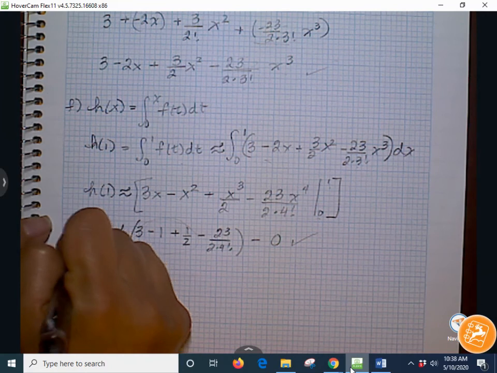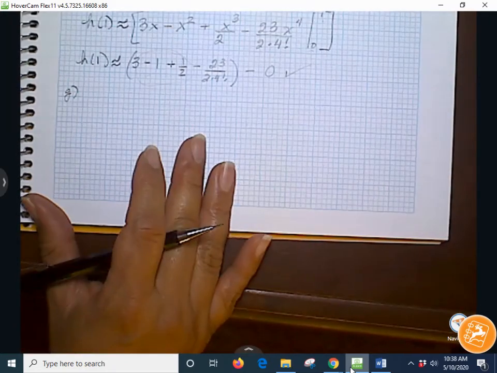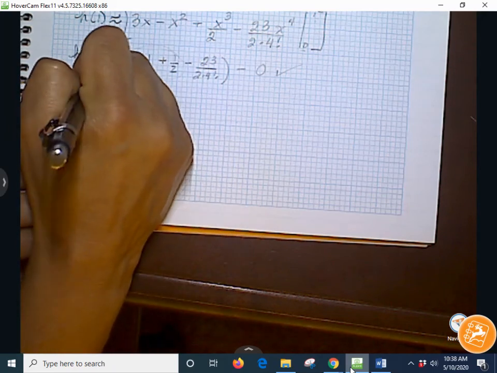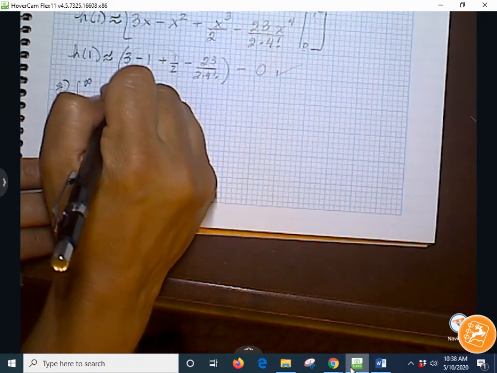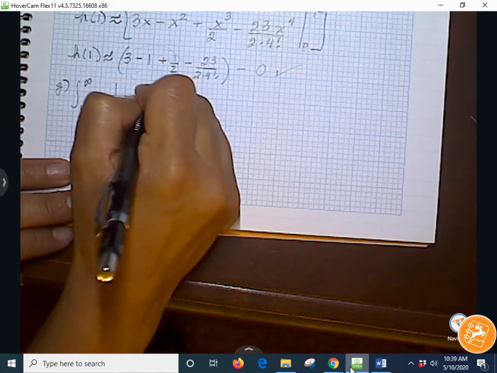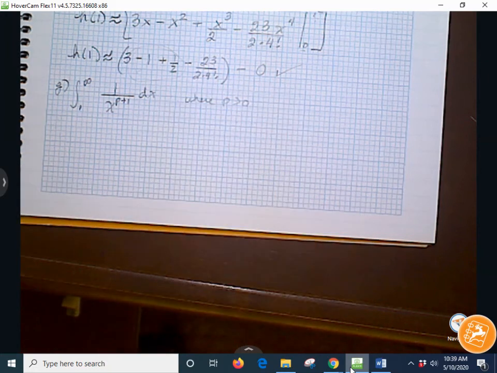All right, now for g. The integral from 1 to infinity of 1 over x to the p plus 1 dx, where p is greater than 0. All right. So we need to integrate this. So we're doing improper integrals.